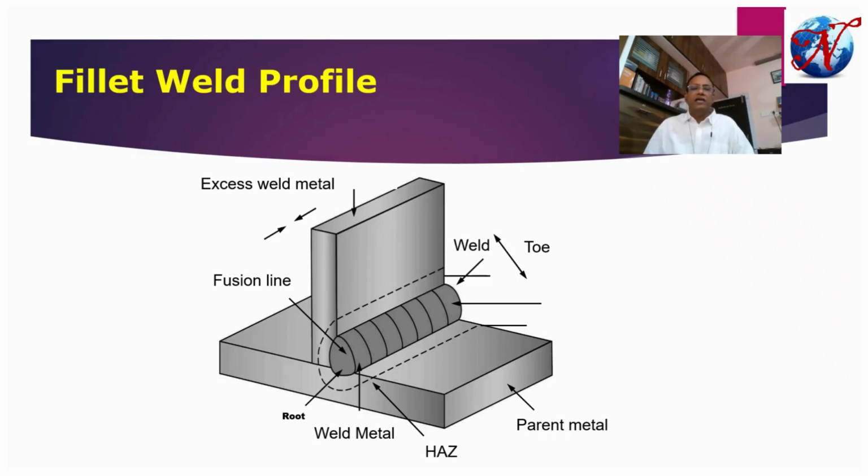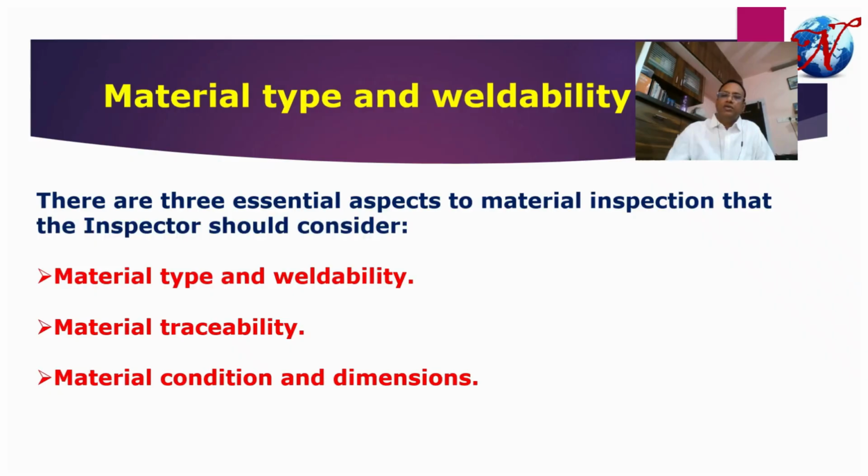In case of fillet weld, the same thing is also there. That means according to the configuration of the fillet weld, there are some root areas, weld metal is deposited, and the entire width of the weld is known as the weld toe. Excess weld metal and fusion line need to be marked correctly. And according to that, there will also be some heat affected zone.